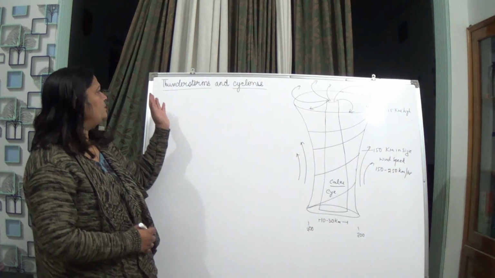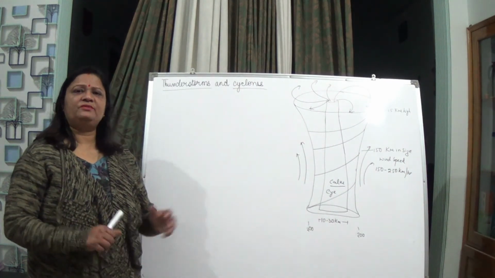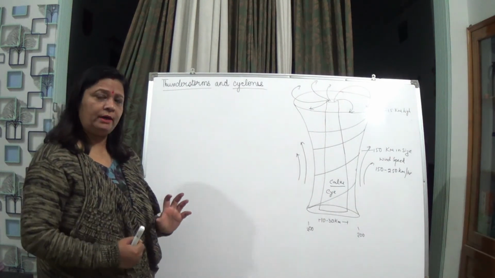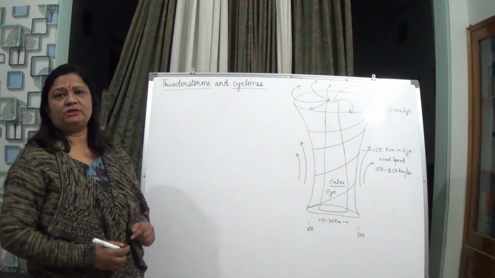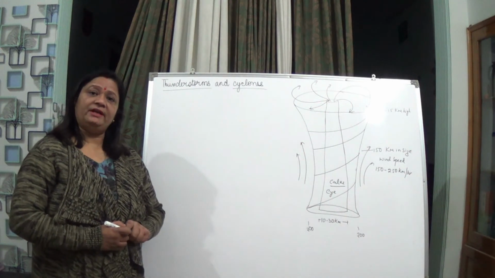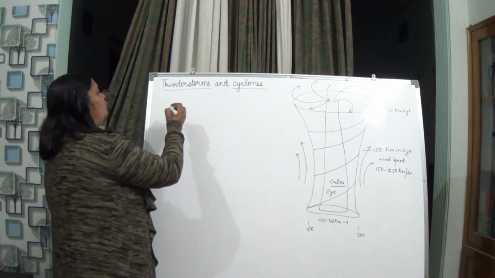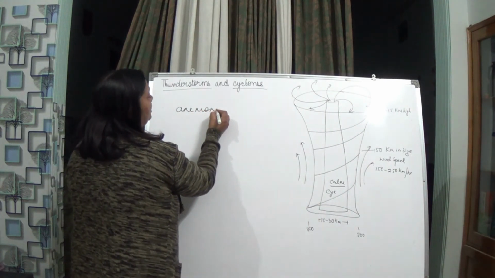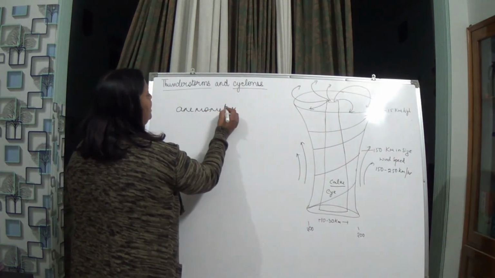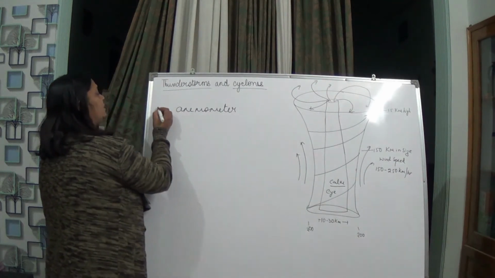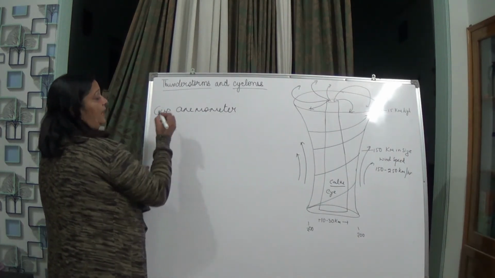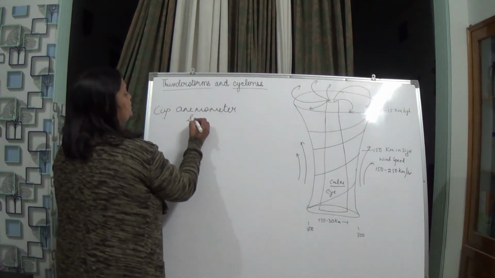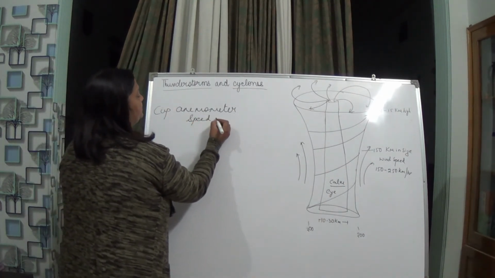When we talk about thunderstorms and cyclones, we are seeing strong winds. Here the speed of the wind is too high. So how can we measure the speed of the wind? It can be measured by an anemometer. There are cup-shaped structures, so we can also call it a cup anemometer. This tells about the speed of the wind.